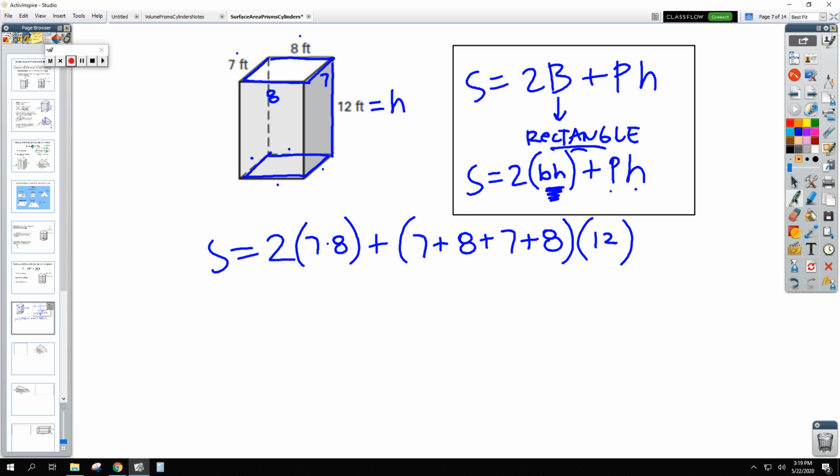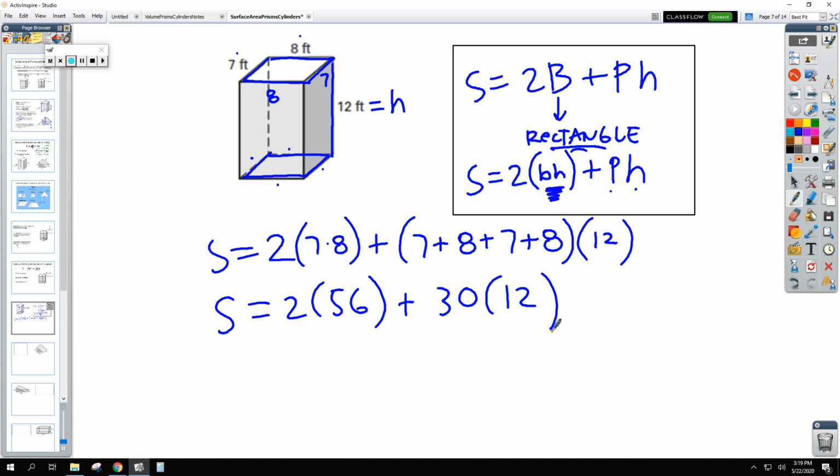Now you just need to carefully work this out. 2 times 7 times 8. 7 plus 8 plus 7 plus 8 comes out to be 30, and we're going to multiply that by 12 here. So 2 times 56, 112, which happens to be the area of the two bases, right? Plus 30 times 12, which is 360.